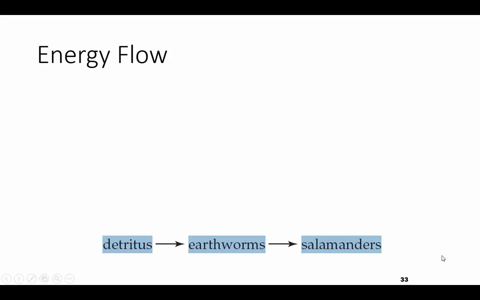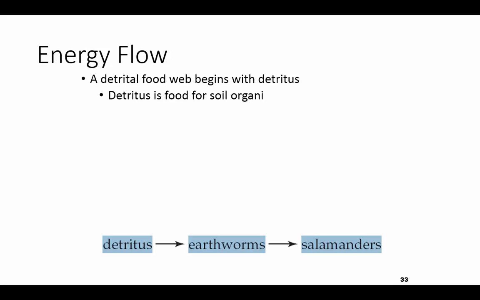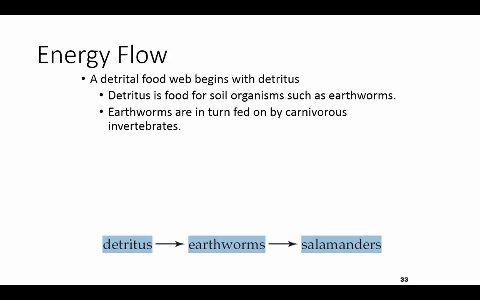Now looking at the detrital food web, you see one down at the bottom. It starts with detritus, then the earthworms eat that, and then the salamanders eat the earthworms. Detritus is food for soil organisms, in this case the earthworm. And then the carnivorous invertebrates will eat the earthworms. They also may be eaten by shrews and salamanders.